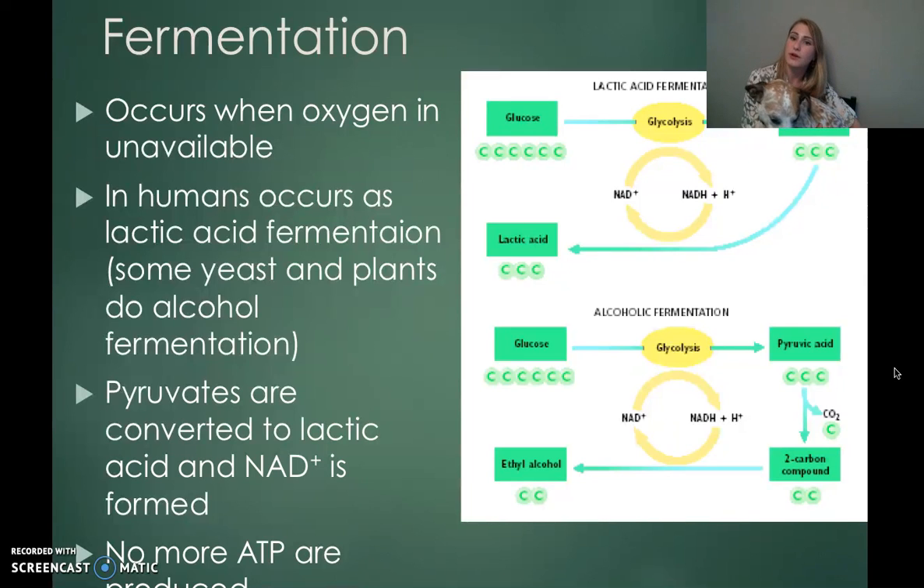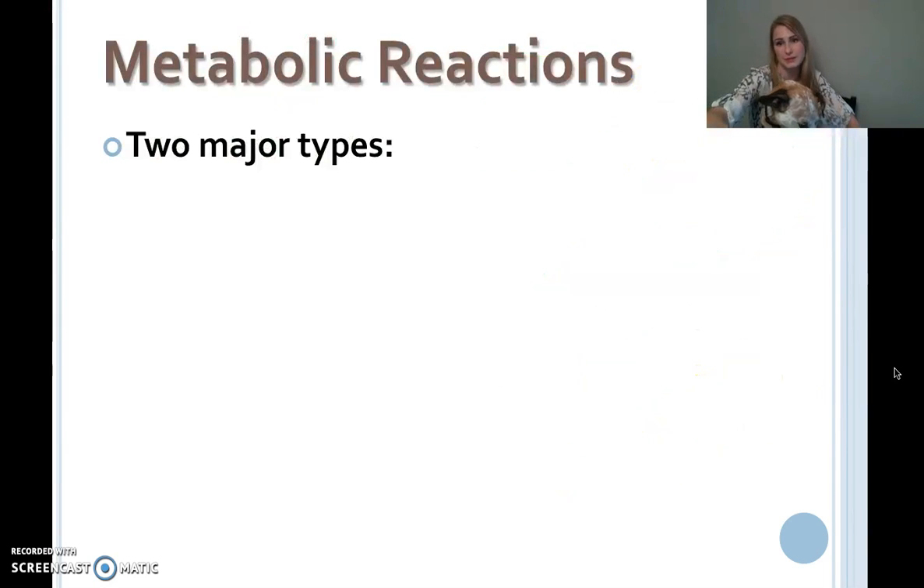But like I said earlier, beer and wine do get made via fermentation, but they make ethanol instead of lactic acid. So glycolysis occurs over in the cytoplasm, the pyruvates are then converted into lactic acid, and we end up with NAD+ as an energy source. We do not make any more ATP, which is why fermentation is not as efficient and not as great, but it is what we can do in a pinch if we really need to.